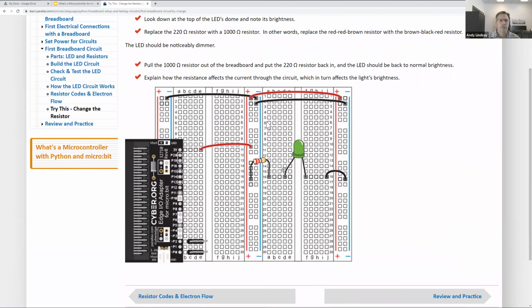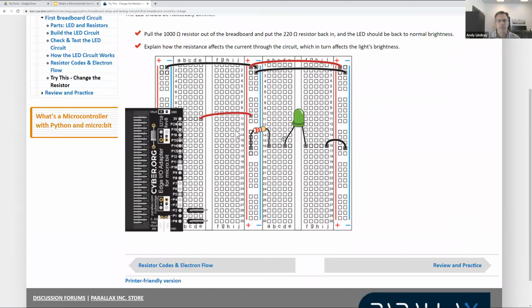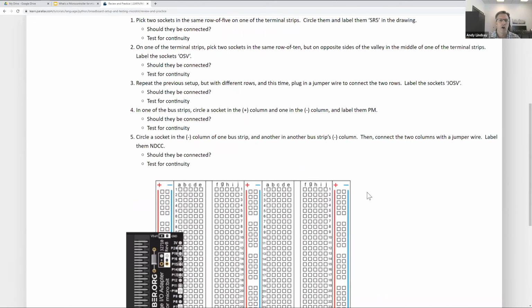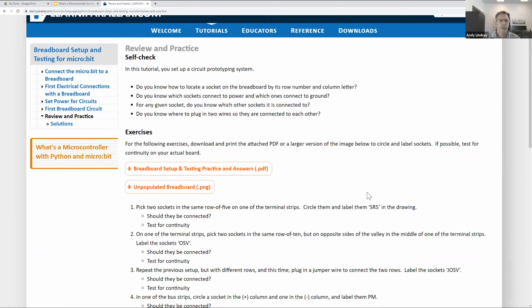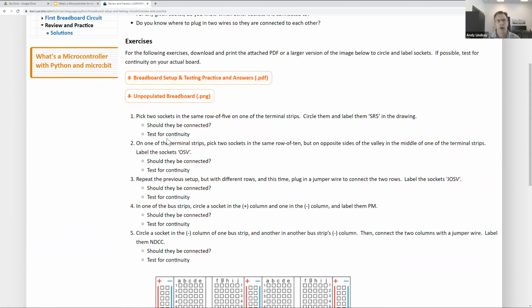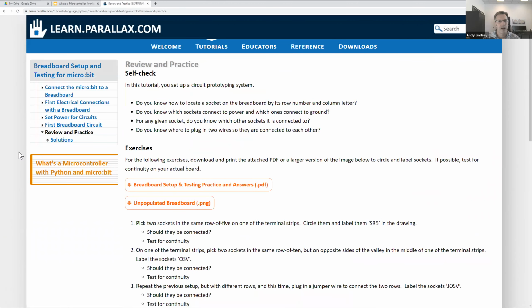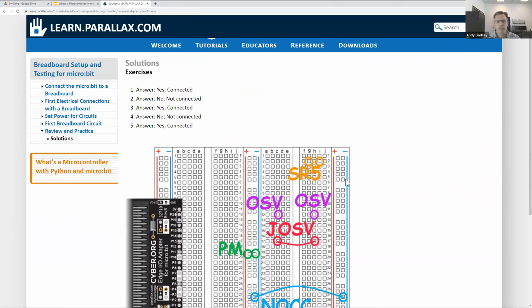Then last but not least, we always have the students do something else. And so they have to swap out the resistor and observe that the brightness of the LED went down as a precursor to current. We always put some solved questions, exercises, and projects at the end of any given chapter, along with a few solutions.